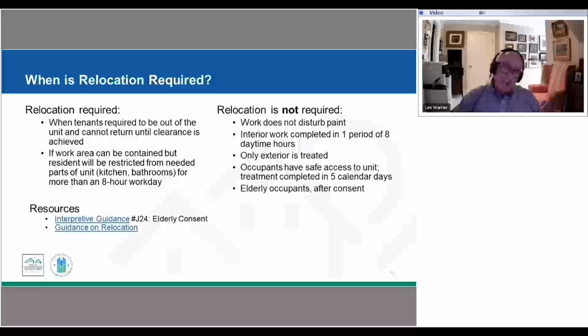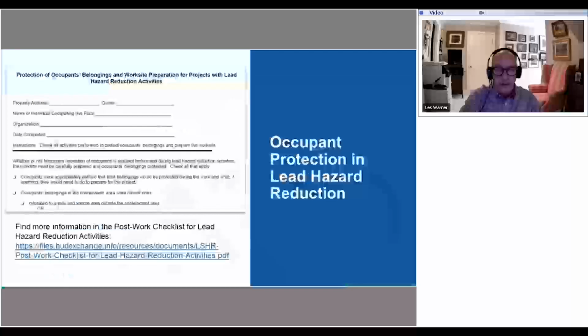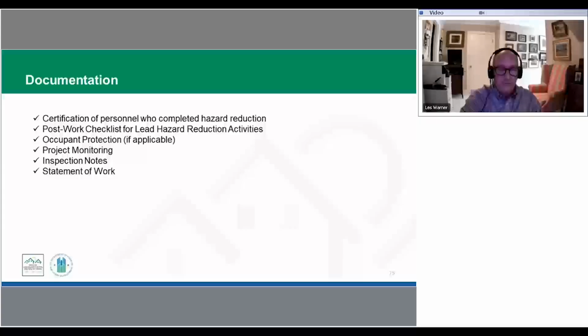There is interpretive guidance on that we've provided a link here, and there is also guidance specifically that goes into quite a bit of detail on relocation, and I would recommend that you also take a look at that. So there is a sample certification here about the completion of lead hazard reduction work, certifying that they have protected occupants and their belongings that can be used as part of your documentation, and we've provided a link for that also.